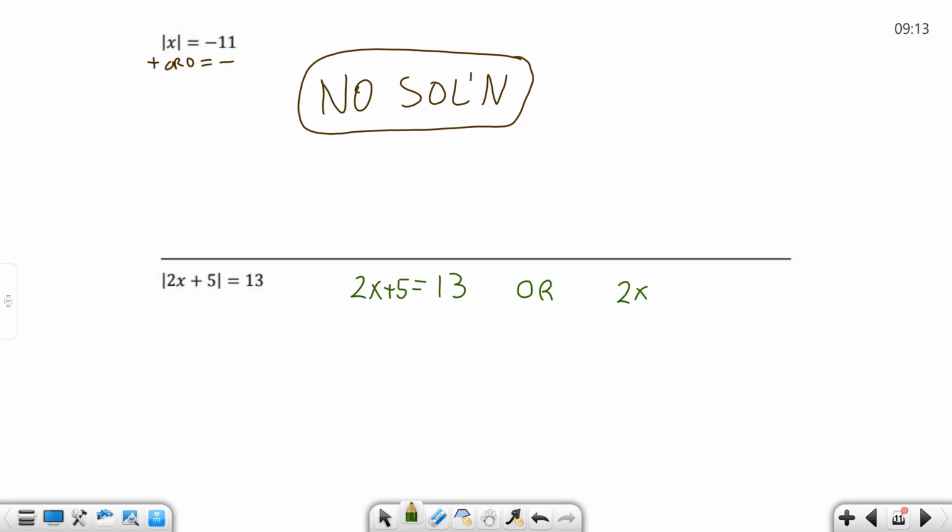I stopped on purpose because many of you want to say minus 5, but you never change what's in the absolute value. That's how I do it. You never change that. It equals negative 13. So let me pause here. Those are my 2 equations.